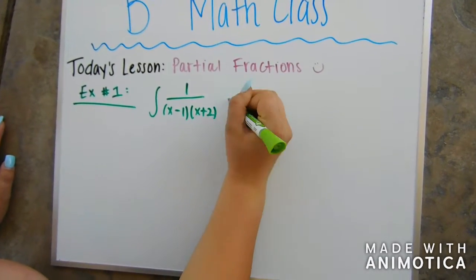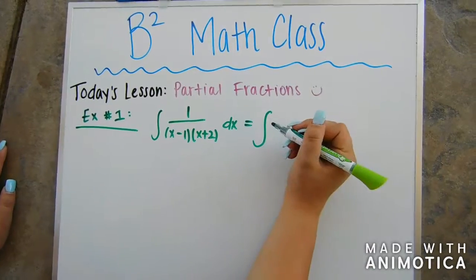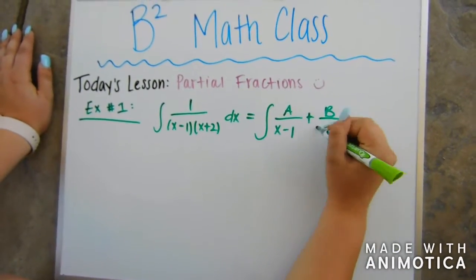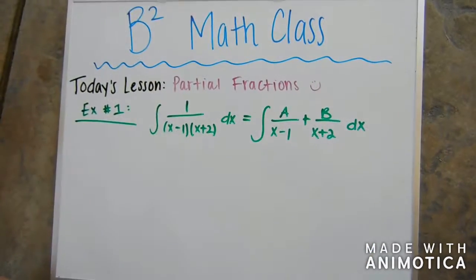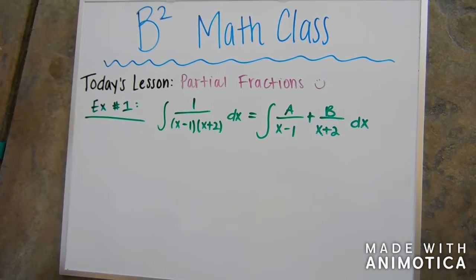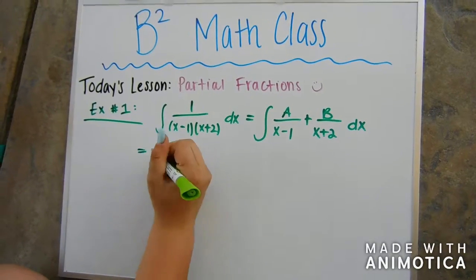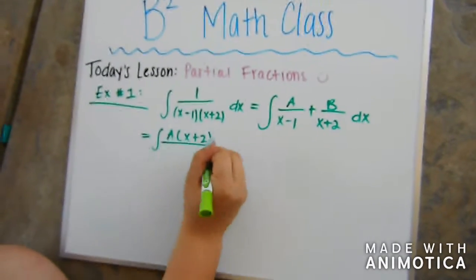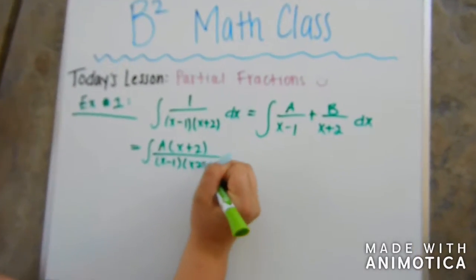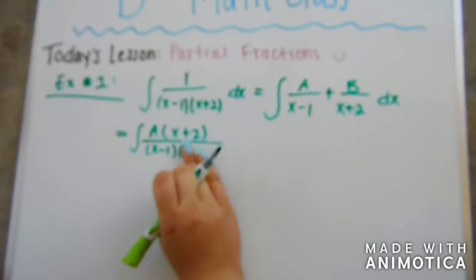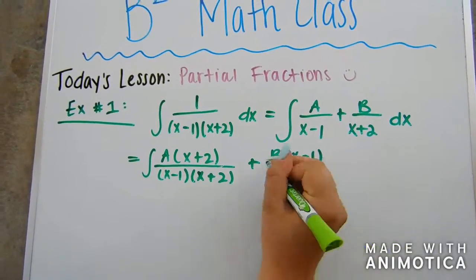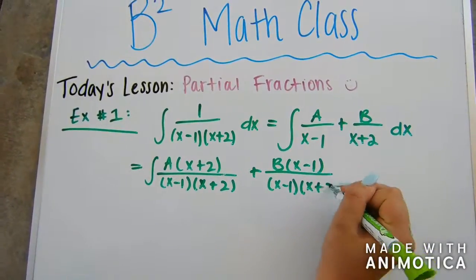Alright, so today's lesson will be on partial fractions. So we have the integral of 1 over (x minus 1)(x plus 2) dx. And we're going to split up the bottom into A over x minus 1 plus B over x plus 2 dx. We're going to go ahead and cross multiply, and then we end up with the integral of A(x plus 2) over (x minus 1)(x plus 2) plus B(x minus 1) over (x minus 1)(x plus 2) dx.